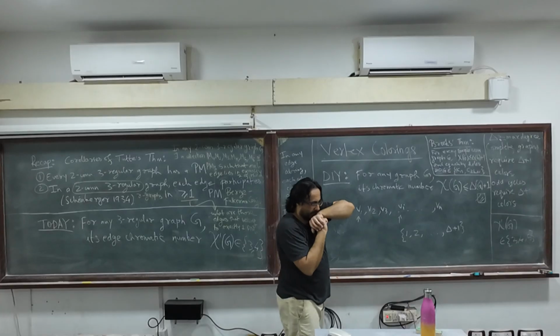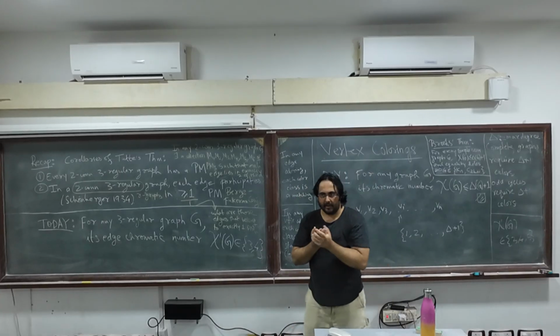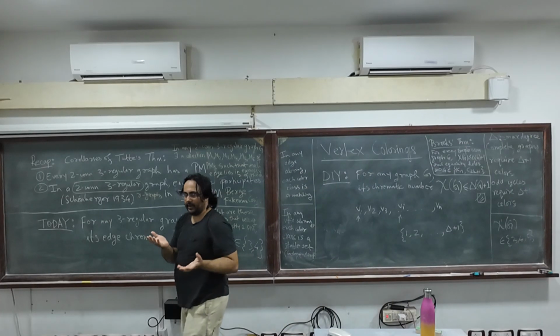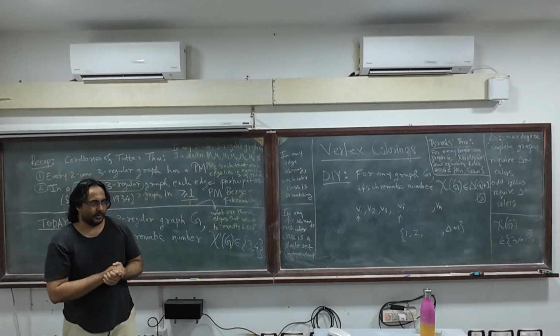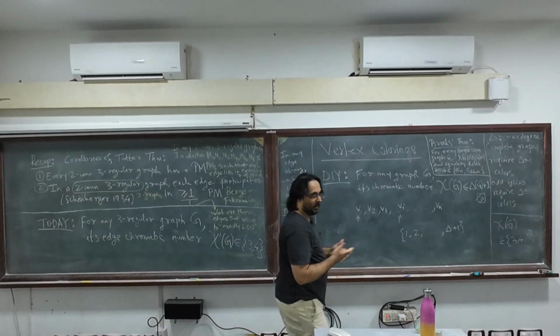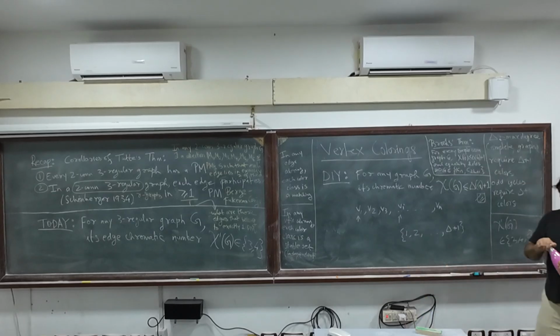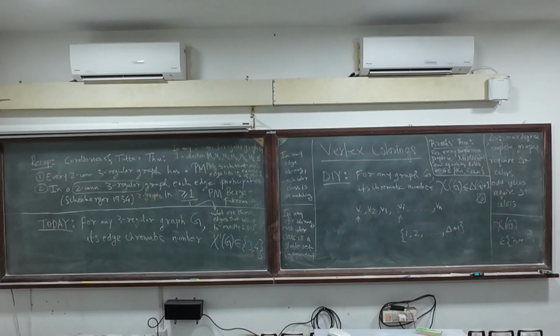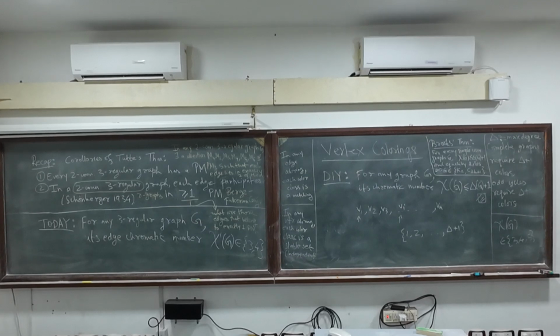Okay. This is generally called the line graph of a graph. So for any graph you can define this. Unfortunately it's called the line graph, but anyways, not a big deal. And now you observe that edge colorings of the original graph simply correspond to vertex colorings of the new graph. Is that correct?